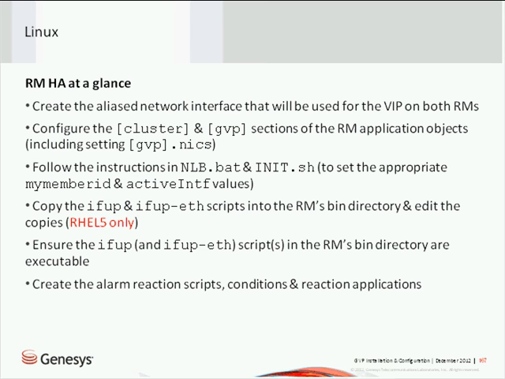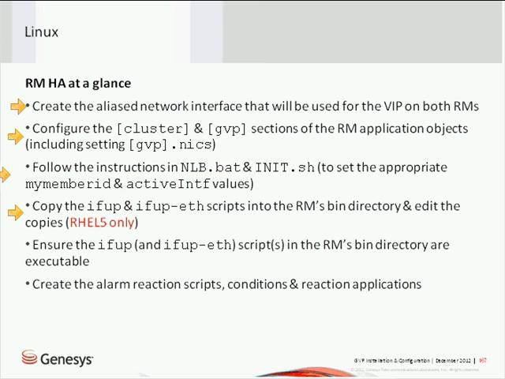The steps are pretty much the same, so you create an alias network instead of setting up NLB. You configure the cluster and GVP sections as we saw before. You modify your NLB bat and init shell scripts, basically following the instructions in them. There's only 2 parameters really to set this time. If you're using Red Hat 5, you have to copy over the ifup and the ifup-eth scripts that are in your etc sysconfig network-scripts directory. The one that the resource manager comes with by default is Red Hat 4. That's already pre-modified, but if you have Red Hat 5, then you have to copy over that version because it's slightly different for the network scripts.